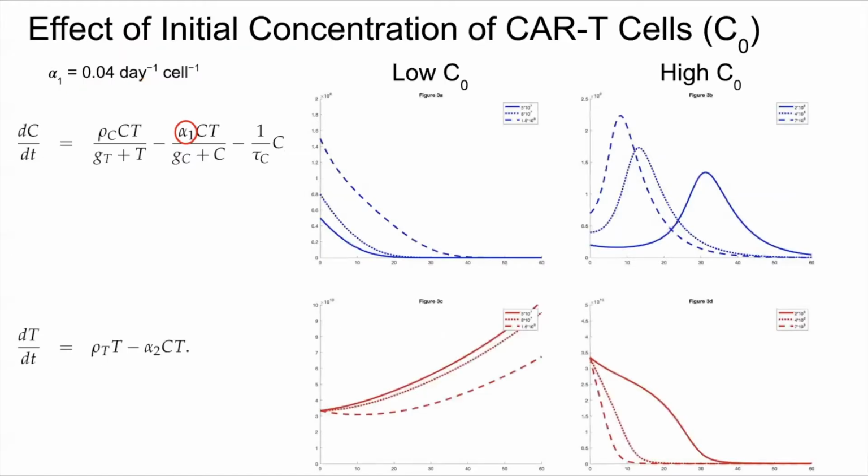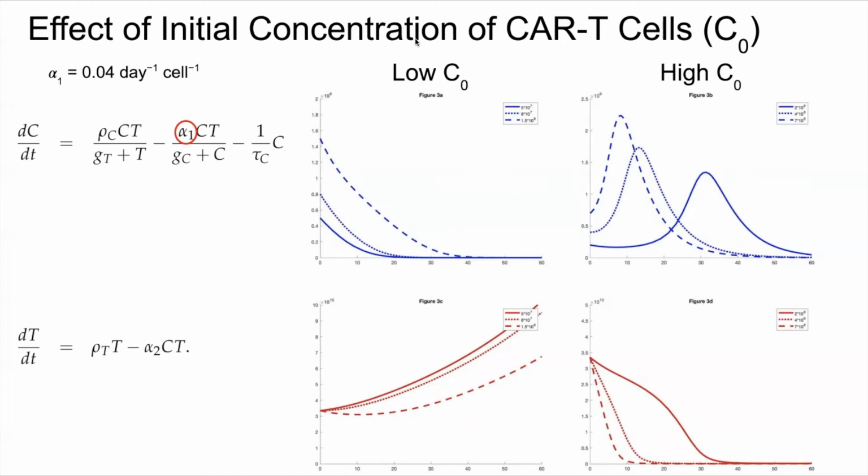For example, with a fixed tumor inactivation rate, which is the hostile effect of the tumor microenvironment on the CAR T cells, represented by alpha 1, so with a fixed rate of 0.04 per day per cell, a higher concentration of CAR T cells can lead to an elimination of tumor cells.